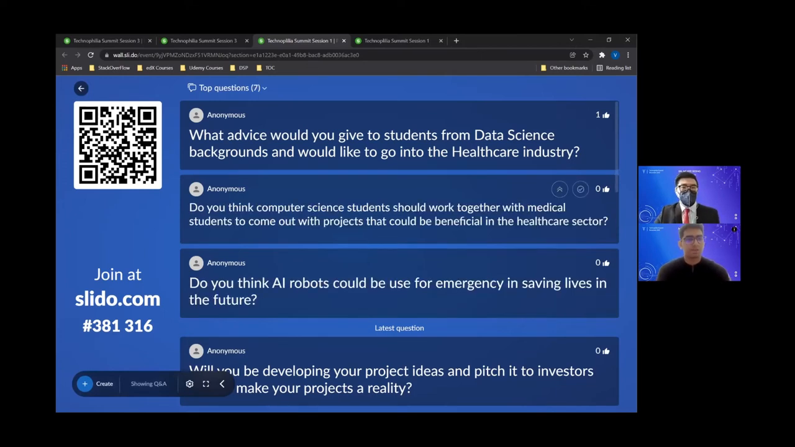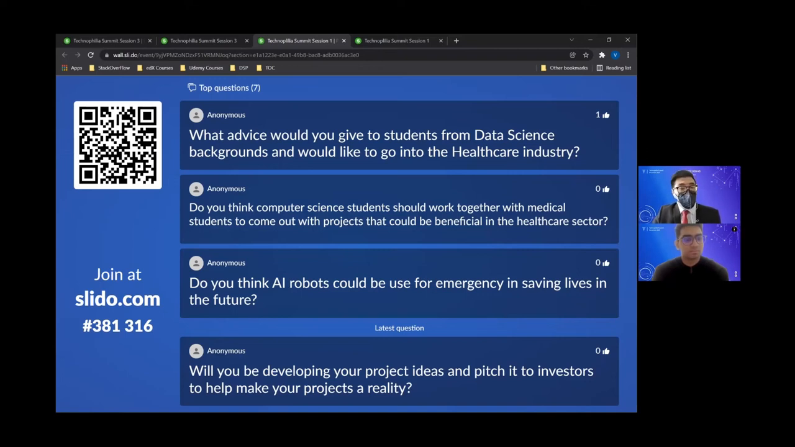Okay, thank you for that. Next is, what advice would you give to students from data science backgrounds who would like to go into the healthcare industry? Okay, maybe I'm a bit shamelessly plugging my group, but the first thing I think you should do is join a community of practice like ours, get hands-on work experience. More importantly, get involved in the area straight away.